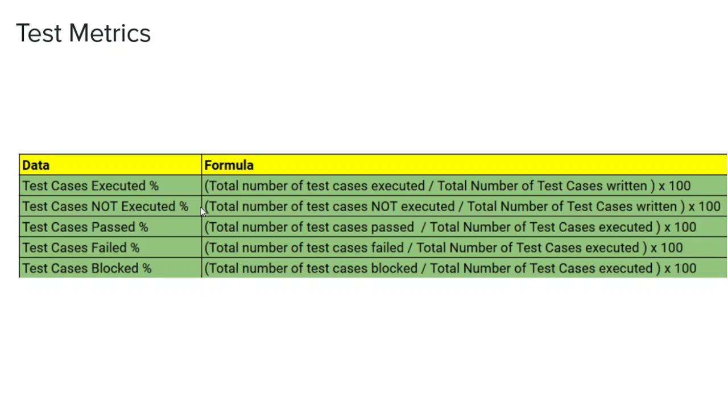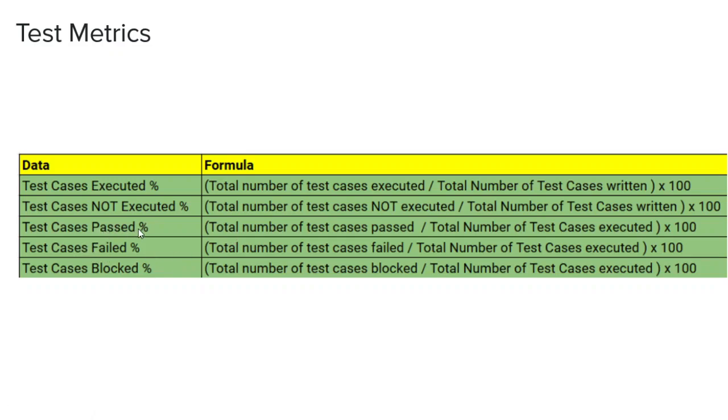After that we also have to calculate the percent of test cases passed. What is the formula for that? The total number of test cases passed divided by the total number of test cases executed, into 100. So the total number of test cases which are passed divided by the total number of test cases executed, and we have to multiply that value by 100. So that will give you the percent of passed test cases.